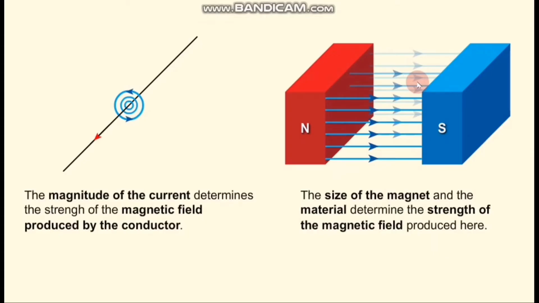So we have done with Fleming's left-hand rule, and now let us take a look at the factors that affect the magnitude of the force acting on a current carrying conductor placed in a magnetic field. According to these two diagrams, there are two factors that affect this magnitude of force. Factor number one is the magnitude of current, which determines the strength of the magnetic field produced by the conductor. And factor number two is the size or the strength of the magnet and the material, which determine the strength of the magnetic field produced by the permanent magnet.